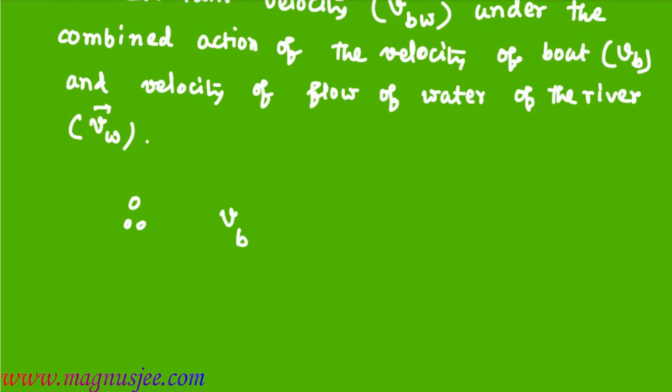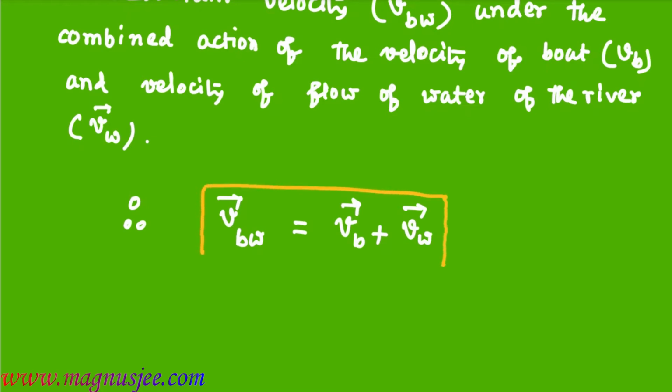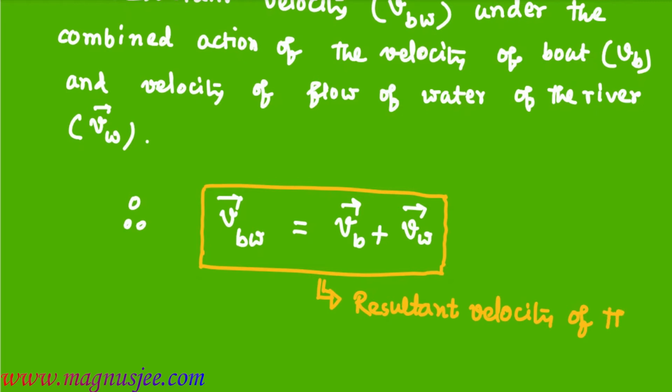Therefore, vector VBW equals vector VB plus vector VW. That means the resultant velocity vector of the boat is equal to the sum of the velocity of the boat, that is vector VB, and the velocity of river water, that is vector VW. Vector VBW equals vector VB plus vector VW. So this is the resultant velocity of the boat.